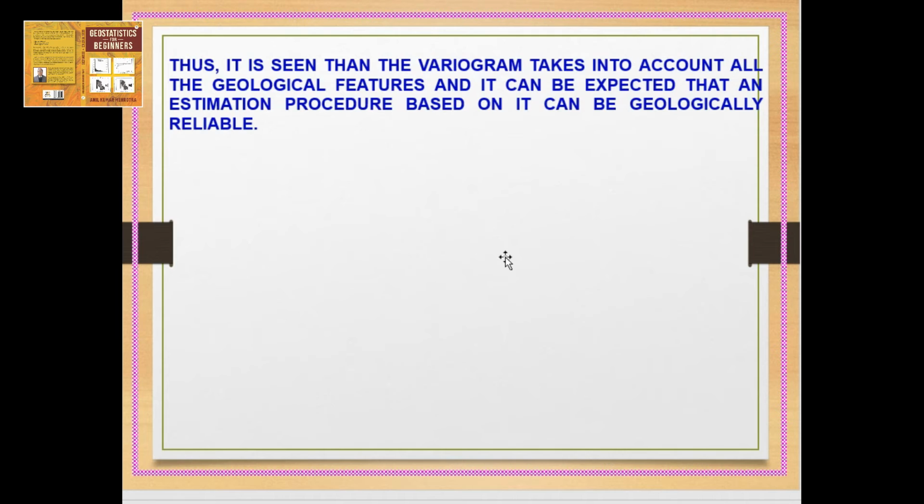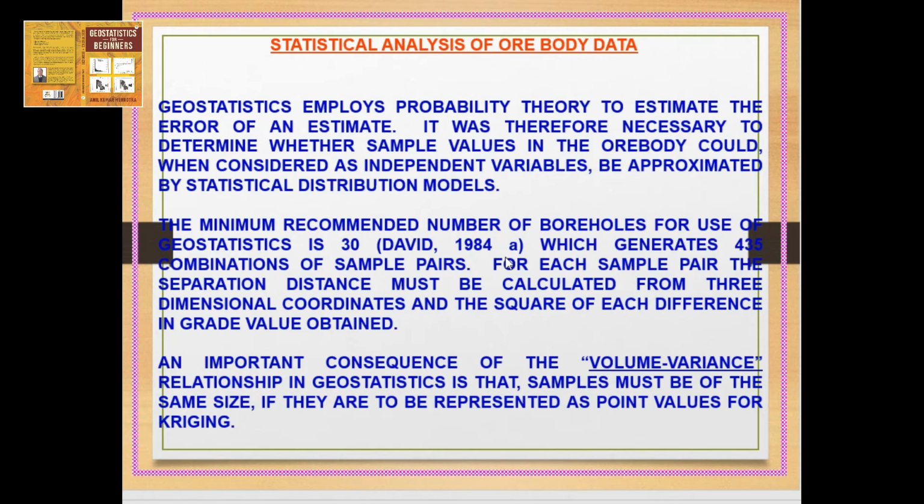Thus it is seen then the variogram takes into account all the geological features, and it can be expected that an estimation procedure based on it can be geologically reliable. By statistical analysis of ore body, geostatistics employs probability theory to estimate the error of an estimate. It was therefore necessary to determine whether sample values in the ore body could, when considered as independent variables, be approximated by statistical distribution models.